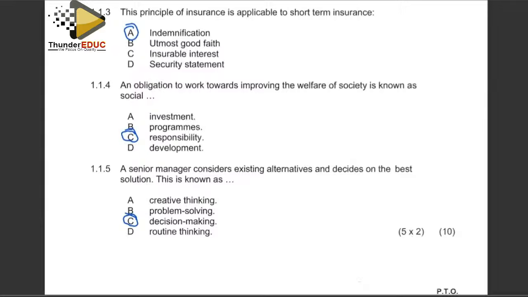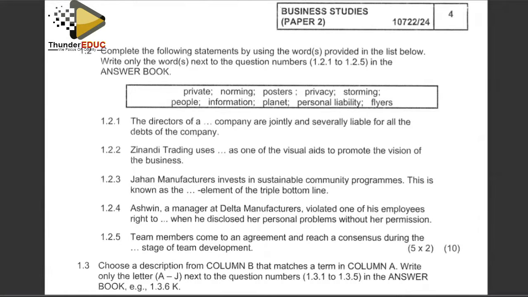Okay, right. So now 1.2 reads as follows. Complete the following statements by using the words provided in the list below. Write only the words next to the question numbers 1.2.1 to 1.2.5 in the answer book. Inside the grid, we're given private, nominal, posters, privacy, storming, people, information, planning, personal liability, as well as flyers. So now 1.2.1 reads as follows. The directors of a dash company are jointly and severally liable for all the debts of the company. So now the appropriate answer in this regard is going to be personal liability.